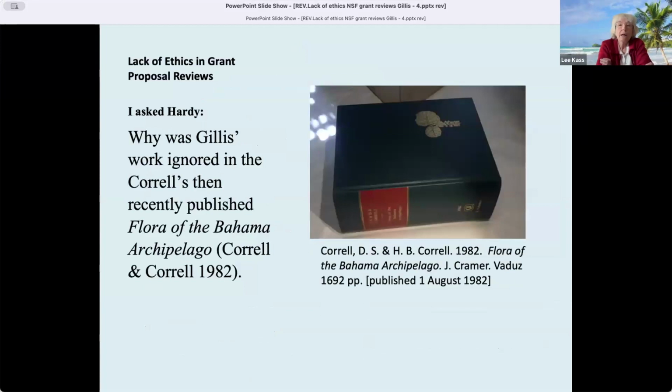So during this time, as I said, we were looking to find publications, and we came across this big book that had just recently been published by Correll and Correll called The Flora of the Bahama Archipelago. This book was basically for taxonomists. It was not a book for the general public. It had descriptions in Latin, and we got a copy of it and schlepped it in our backpacks down to San Salvador on a regular basis while trying to describe the plants of the Bahamas for our book.